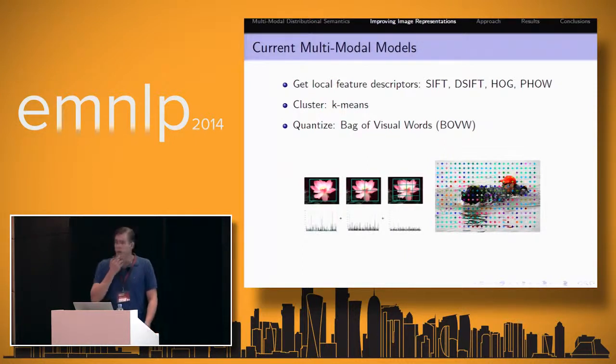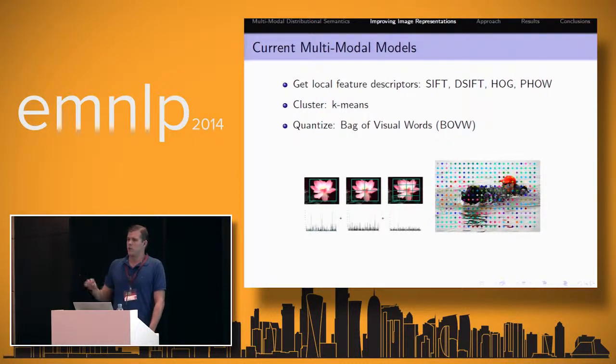Current multimodal models use well-established computer vision techniques, such as SIFT, Scale Invariant Feature Transform, a dense version of that, HOG, and so on. They have all these acronyms for different approaches to get local feature descriptors. What you do is identify key points in an image, either by taking a grid or by identifying the key points that you are interested in. Then you get feature descriptors for all of these key points.